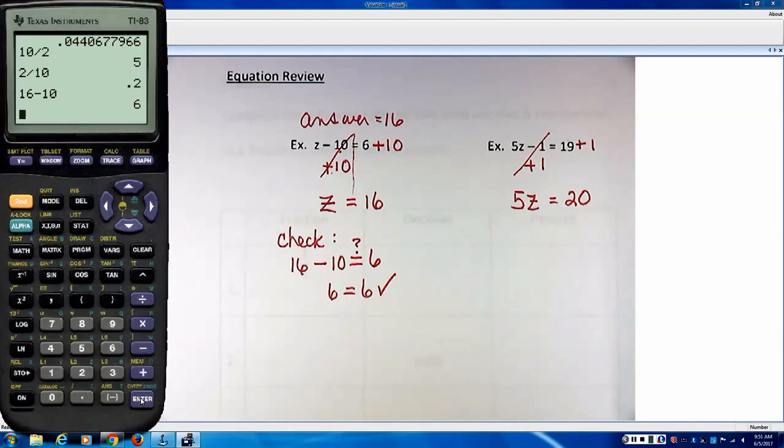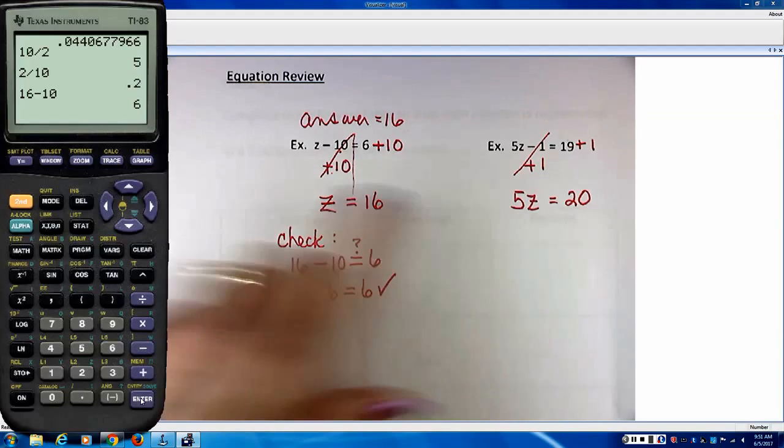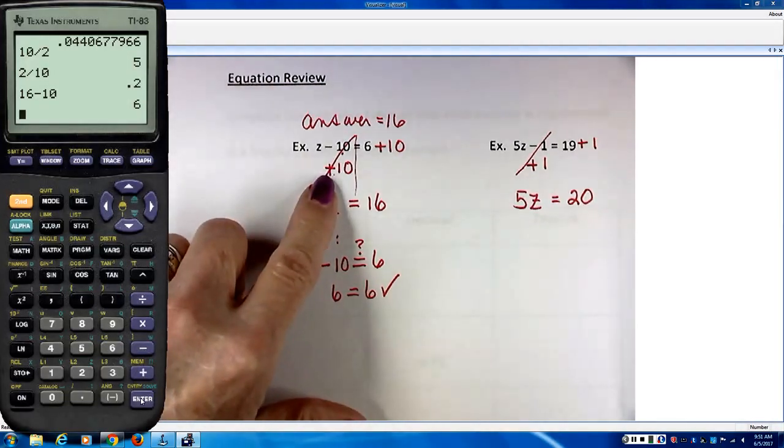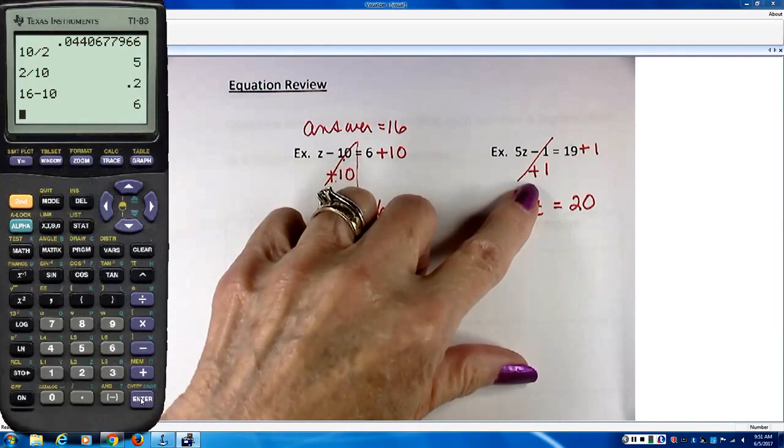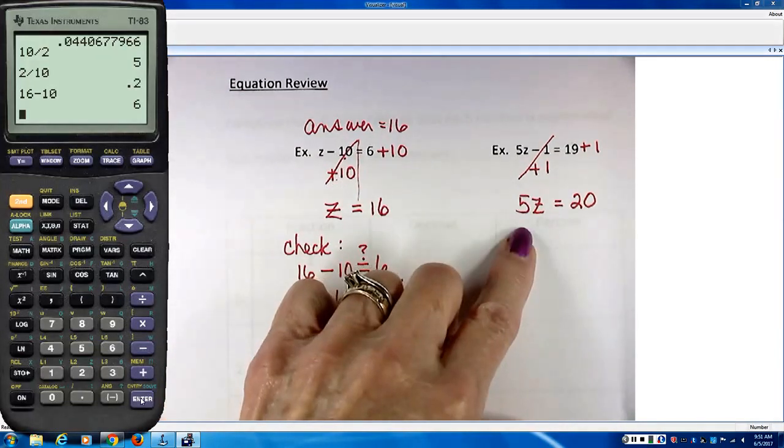So that tells us that 5 times some number is equal to 20. And we need to figure out what that number is. Notice how I did opposite signs here? If it was subtract, I add. If it's subtract, I add. If it's multiplied, I divide.